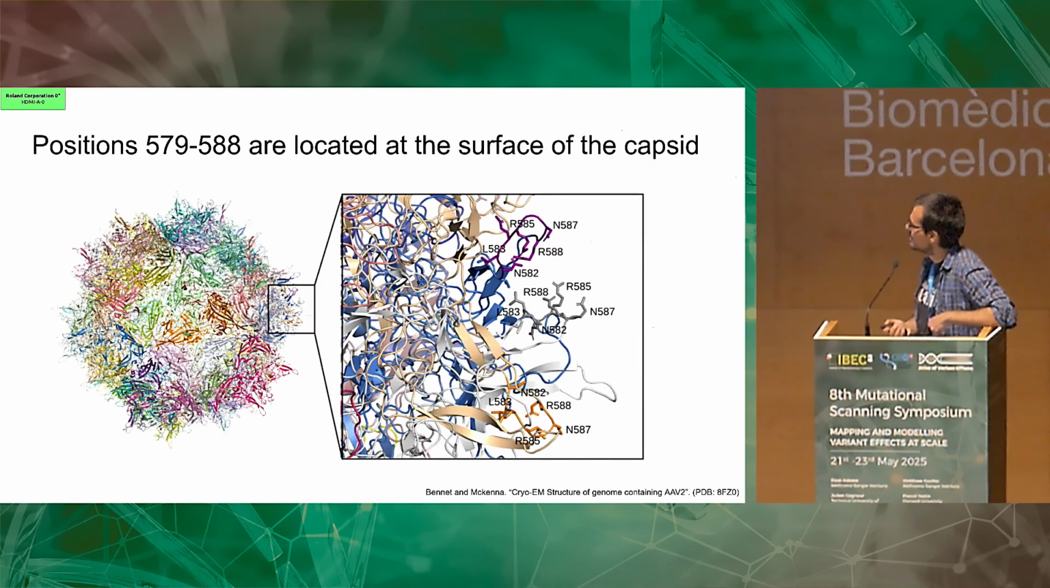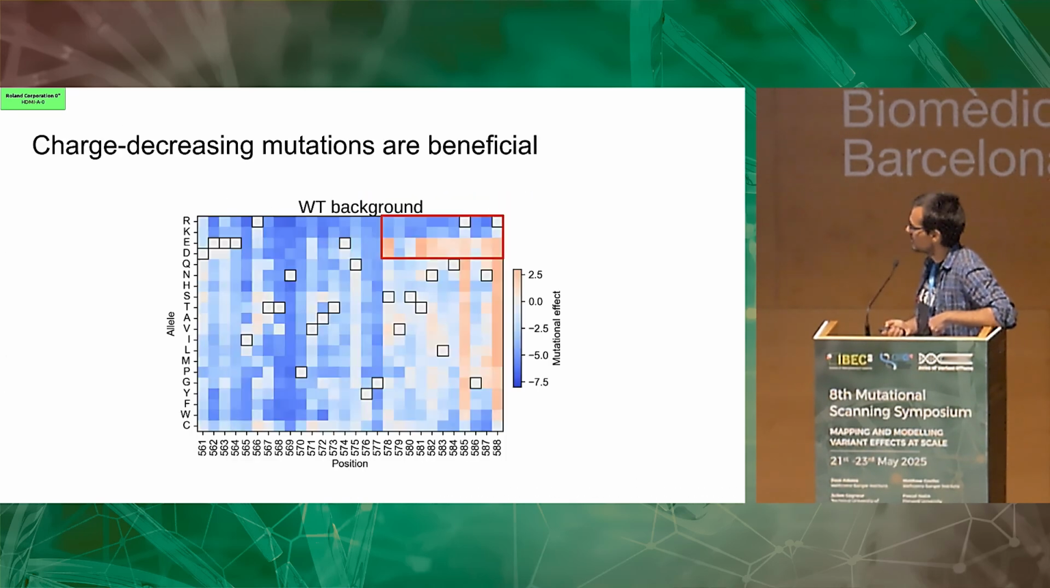And this region is located in the surface of the capsid protein, and it's not very clear how it functions or what the requirements are there. So another nice thing that we do with the Gaussian process models, we can now make these predictions of single point mutations to create these heat maps that everyone is used to seeing here. And what we can see here is that there seems to be a lot of beneficial mutations, and most of them are actually the ones that decrease the charge in this region.